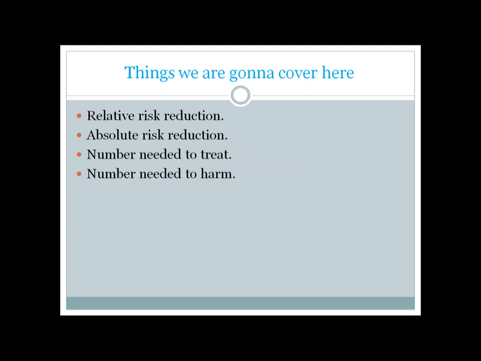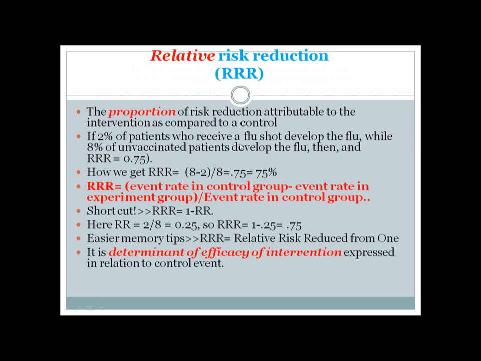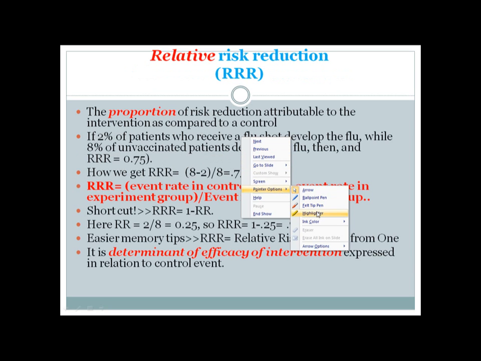So what are they? RRR is relative risk reduction, ARR is absolute risk reduction, NNT is number needed to treat, and NNH is number needed to harm. Let's first start with the relative risk reduction, or the RRR, or triple R.